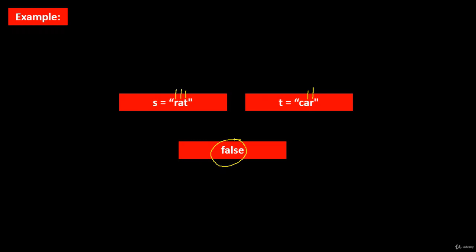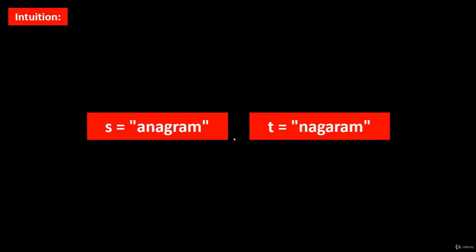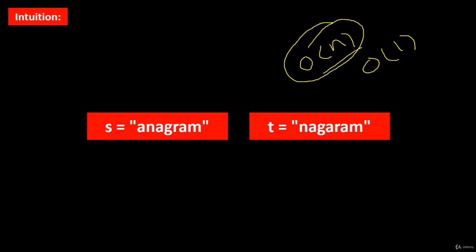Now how can we solve this problem? Let's see. For the sake of understanding, let's assume we're given s equal to anagrams and t equal to this string. In this video, we're going to solve this problem in 2 different ways. First, we will solve it in big O of n space complexity and big O of n time complexity. Then we will solve it in big O of 1 space complexity and big O of n time complexity. First, let's see the big O of n time and space complexity solution.